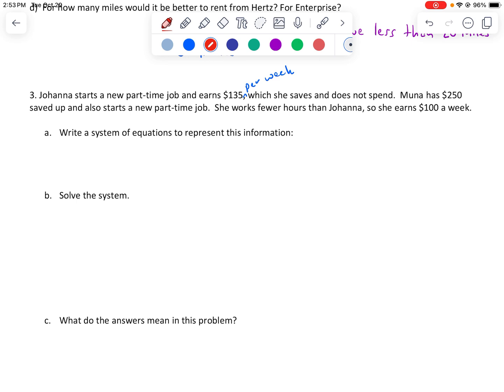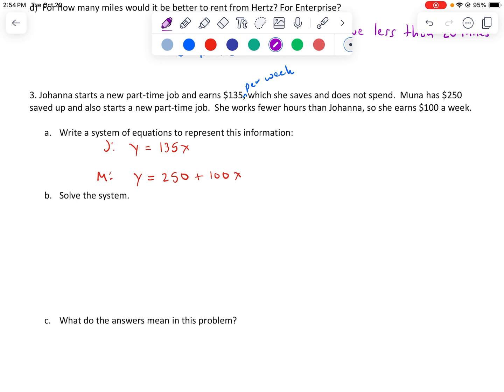Okay, so this is going to be another slope-intercept. Joanna doesn't have any money saved up, so her y-intercept would just be 0. She's starting from nothing. But she is making $135 per week, so that's like her slope. Muna has $250 saved up, so it's like her y-intercept, so she's already got that in the bank. And she is making $100 per week. So those are going to be my two equations. So again, pause it here and try to solve the system first on your own.